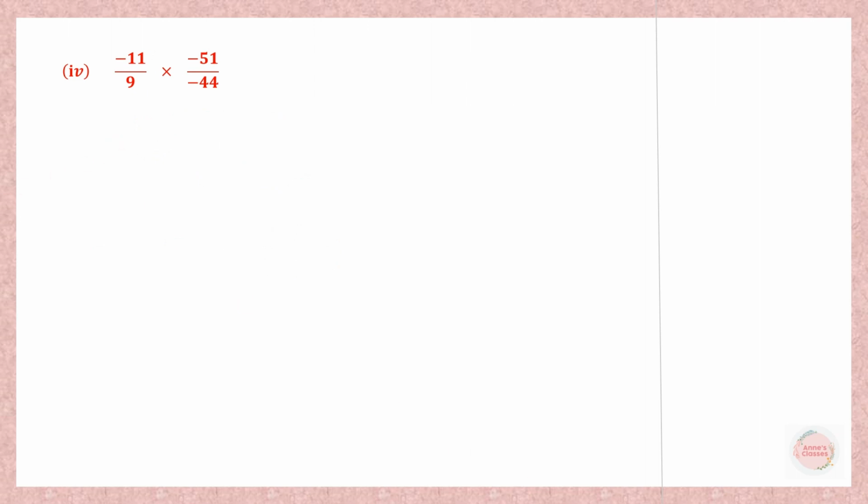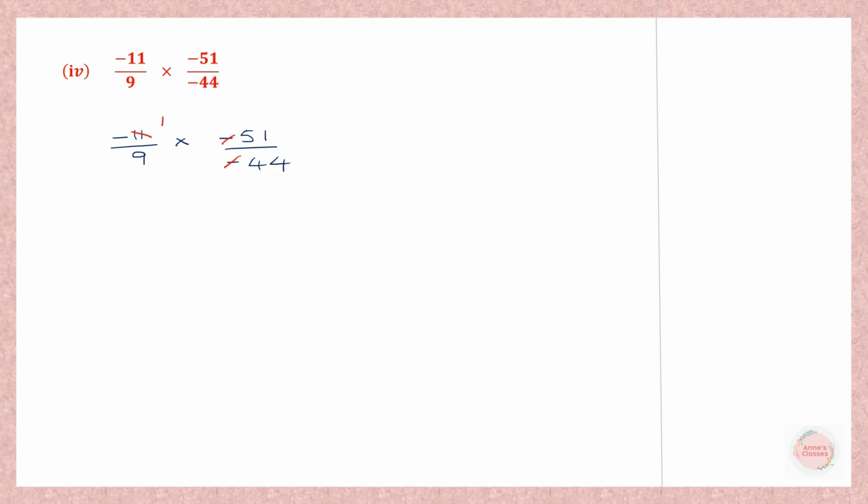Question 4. Minus 11 by 9. Let's write down the rational numbers. Minus 11 by 9 into minus 51 by minus 44. Okay, so here remember we can do cancelling. So here this minus and minus in the numerator and denominator, we can cancel off that. Now here there's one minus sign, but we don't have another minus sign in the denominator. So that remains there. But we can cancel 11 and 44.